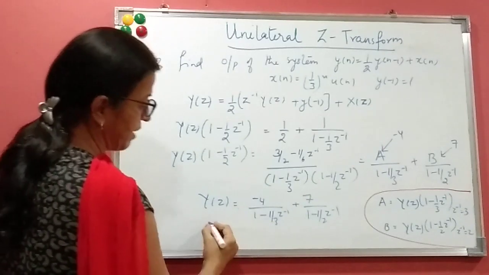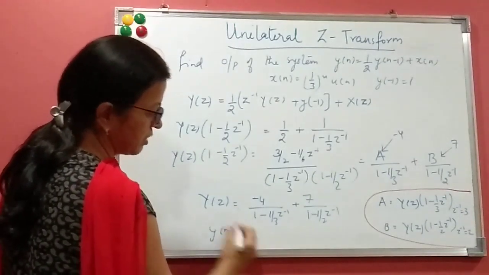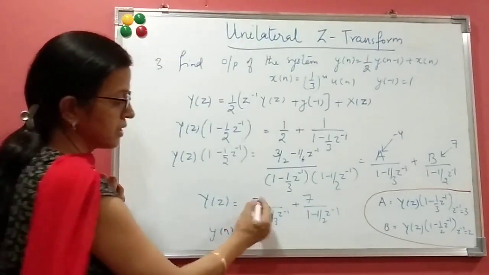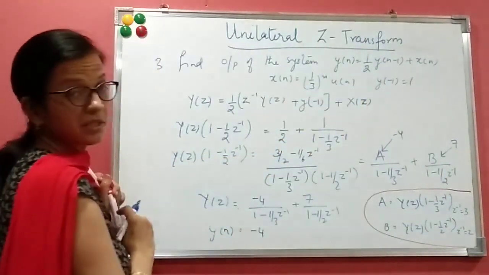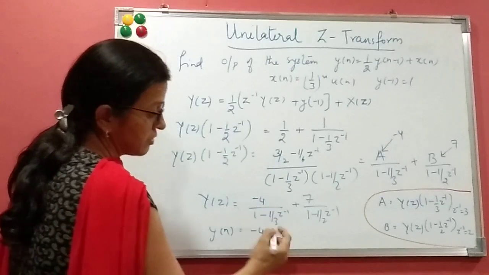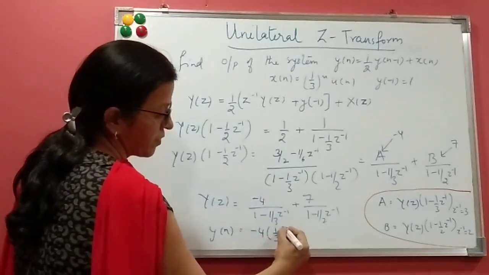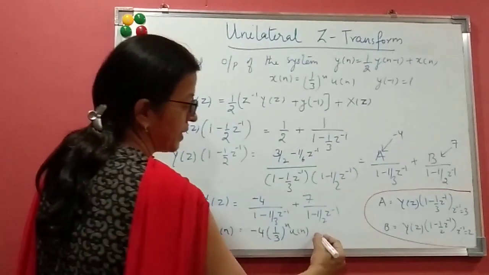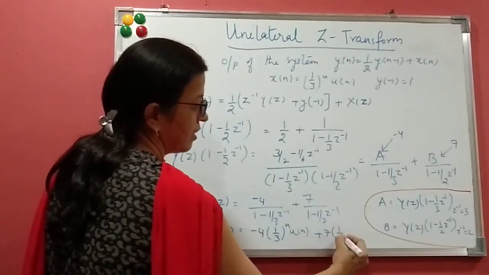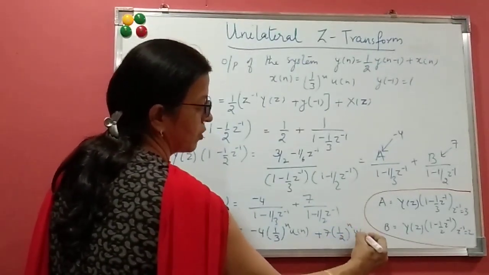Now find what is y of n. Now you are used to it. You know the inverse Z transform of this: minus 4 into (1/3)^n u of n plus 7 into (1/2)^n u of n. I am considering this as a causal system.